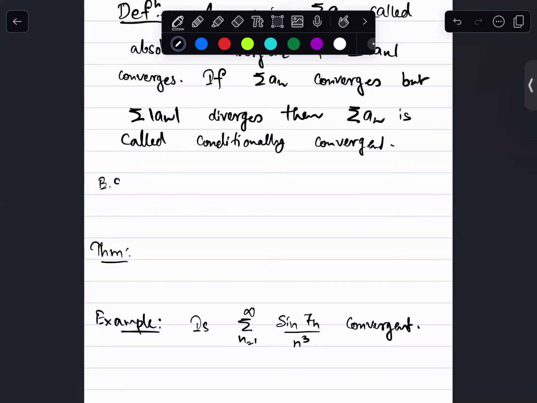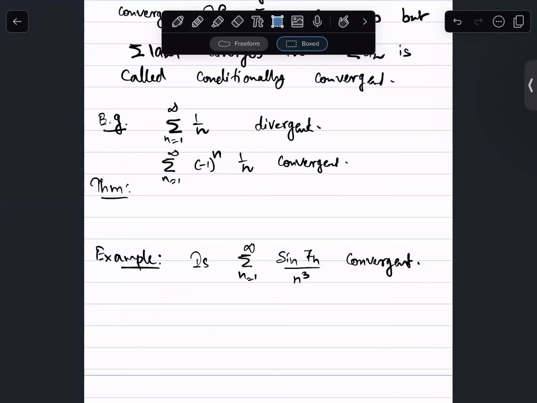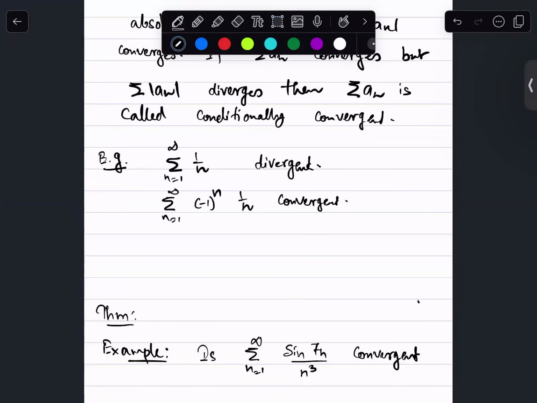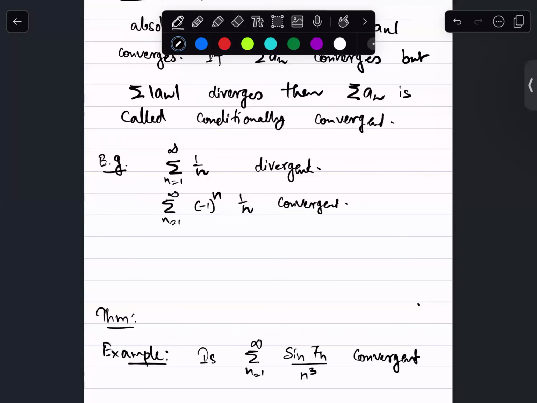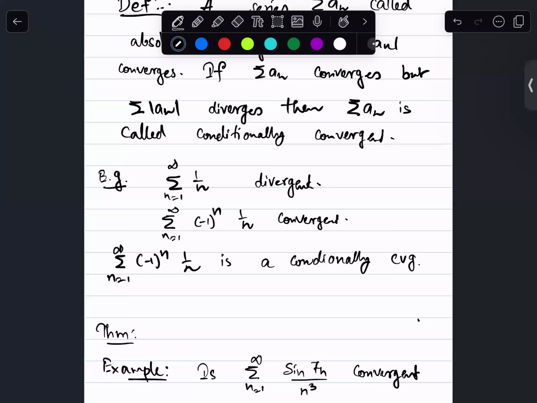Let me give you one example to make things a little bit simpler. For example, we have dealt with summation 1 over n. This is the harmonic series, and this is divergent, right? But summation minus 1 to the n, 1 over n, this is convergent, right? So if this was my original series given, then the original series is actually convergent. But when I take the magnitude only, then that series is diverging. So therefore, what we can say is summation minus 1 to the n, 1 over n is a conditionally convergent series. Okay.